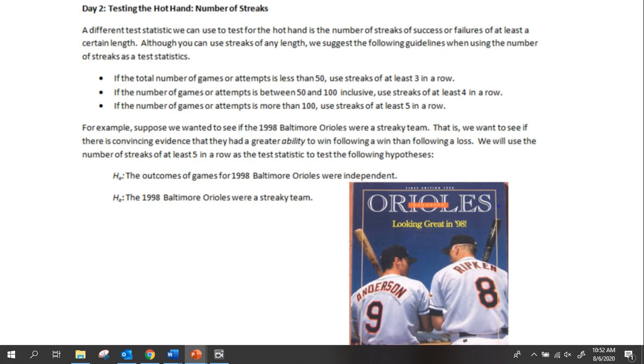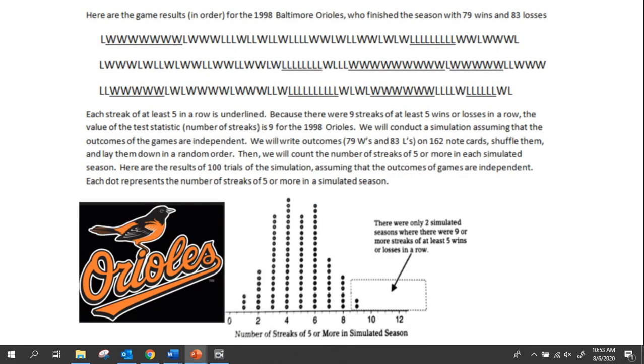That is, we want to see if there is convincing evidence that they had a greater ability to win following a win than following a loss. We will use the number of streaks of at least 5 in a row as the test statistic to test the following hypotheses. Our H0 is the outcomes of games for the 1998 Baltimore Orioles were independent, and our HA is the 1998 Baltimore Orioles were a streaky team.